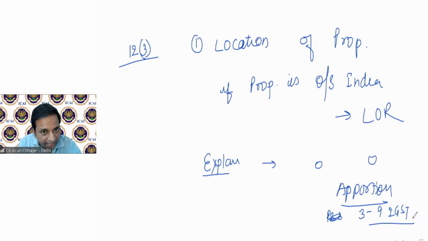If the transaction is being covered by section 12, very important point, I will see if the property is in India, then location of the property. If the property is outside India, location of recipient. If the property is in more than one state or UT, it will be apportioned as per the contract. If the contract is silent, I will go to the valuation rules 3 to 9.